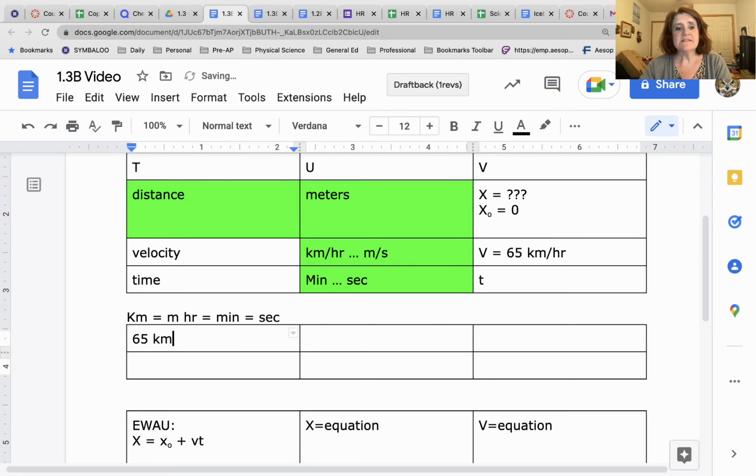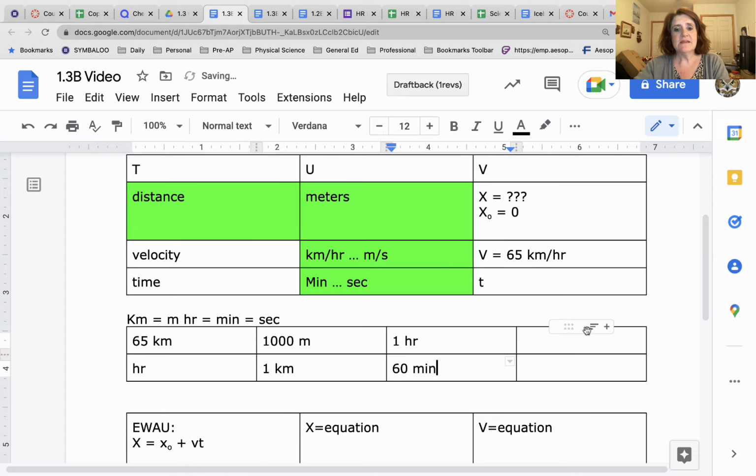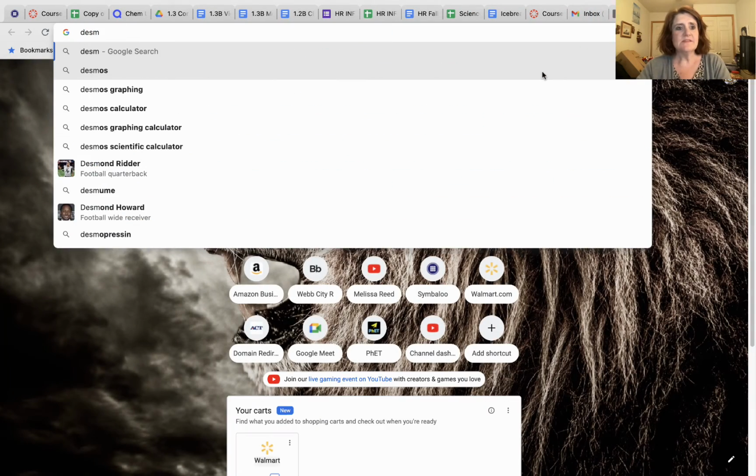So if I start with my 65 kilometers per hour, I can then put my, and you know what, I do need another one. I can put my kilometers on the bottom, right? 1 kilometer is 1,000 meters. Then I go and grab my hours. 1 hour is 60 minutes, and 1 minute is 60 seconds, because I have to be able to do my conversion.